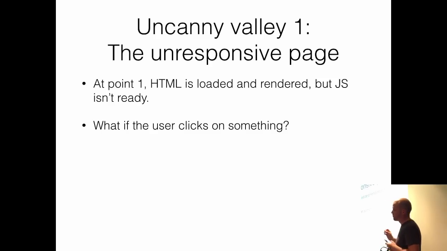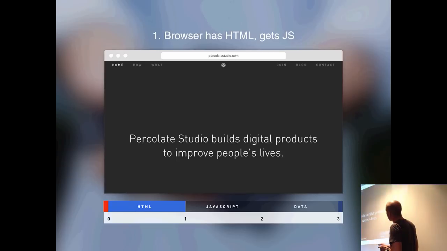There are a few problems that are worth thinking about. I call them uncanny valleys to refer to the almost perfect but not quite weirdnesses that you might notice. So the first one is the unresponsive page. At point 1 in my flow, we've got the HTML, we can see the page, but we don't yet have the JavaScript. So what happens when you click on something while your app's still waiting for the JavaScript? You might think, oh, that's silly, but it does happen on the phone. The app appears to be really unresponsive.